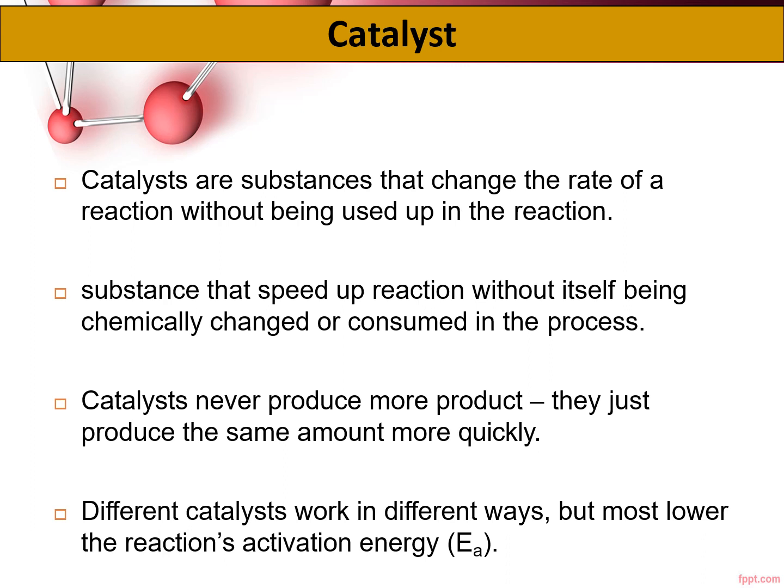Right, catalysts. How do catalysts play a role? As we know, a catalyst is a substance that changes the rate of the reaction without itself being used up. The function of the catalyst is to speed up the reaction without itself being consumed in the process. A catalyst never produces more product. It just produces the same amount more quickly. Different catalysts work in different ways, but they lower the activation energy, and thus the rate of reaction becomes faster.